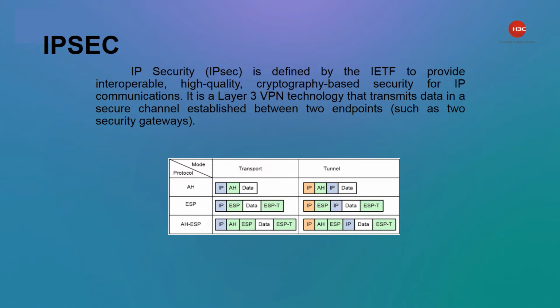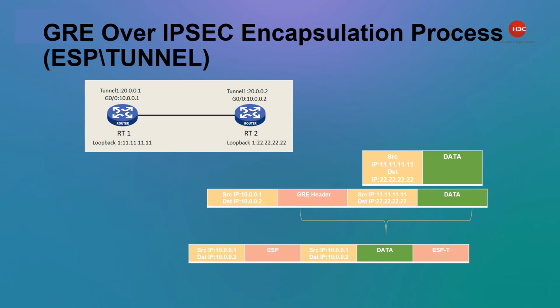After introducing these two protocols, let's study the encapsulation process of GRE over IPSEC. Let's take an example of ESP and tunnel mode. GRE over IPSEC needs to encapsulate GRE first and then IPSEC. As shown in the figure, router 1's loopback accesses router 2's loopback address.